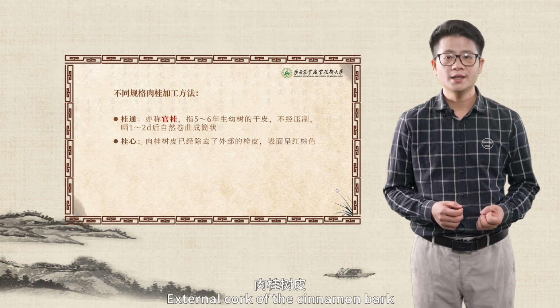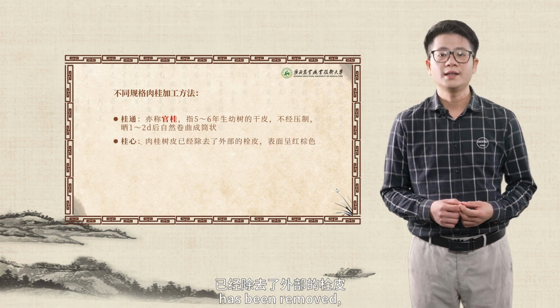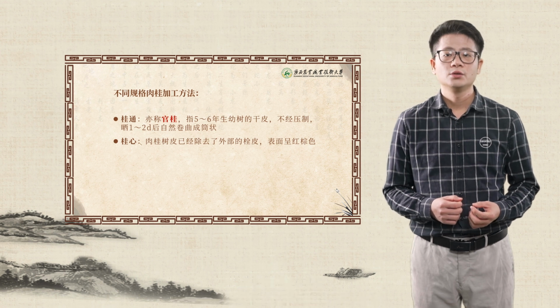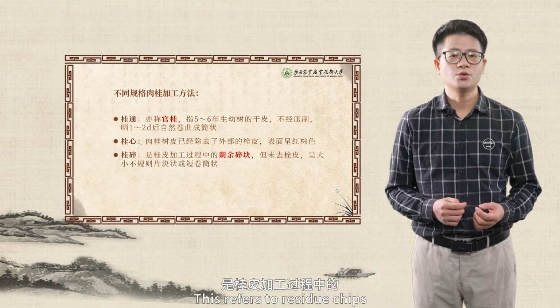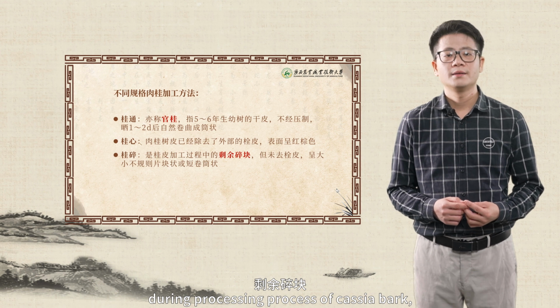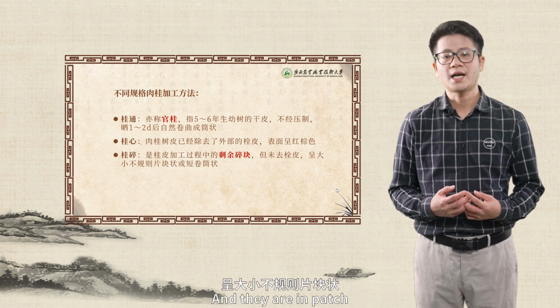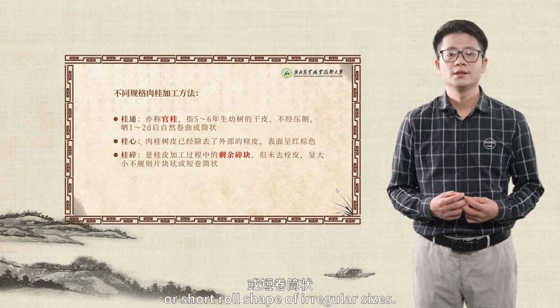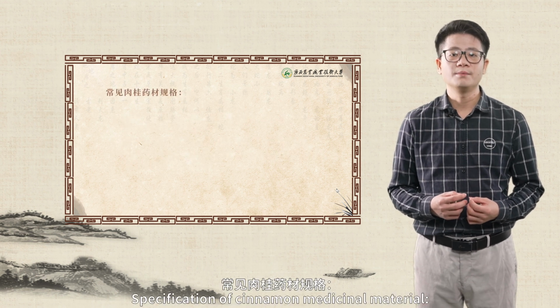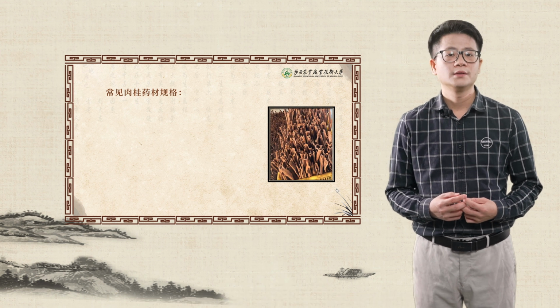Guashine. External cork of the cinnamon bark has been removed, and its surface is reddish-brown. Gui sui. This refers to residue chips during processing process of cassia bark, without removing the corks, and they are in patch or short roll shape of irregular sizes. Specification of cinnamon medicinal material.